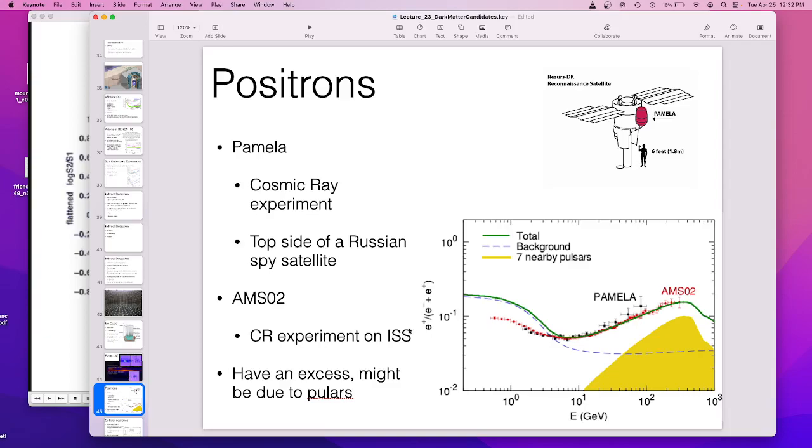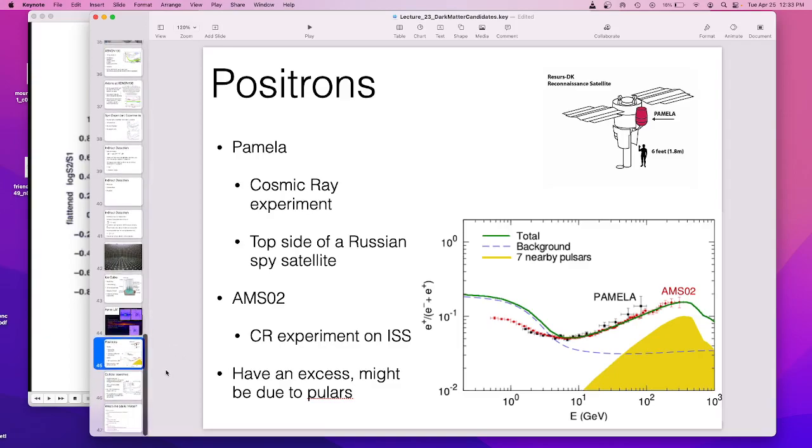with any kind of actual flux. This graph shows the total count of positrons here, and then the background from nearby pulsars and stuff is here. And you can see there's a little bit of an excess, maybe over what we expect for the pulsars. Maybe there's a signal there. This one I hear about from time to time, and it still hasn't seen anything robust.